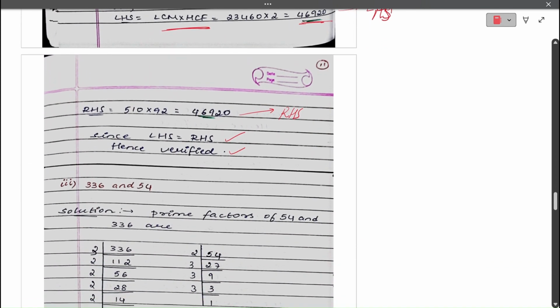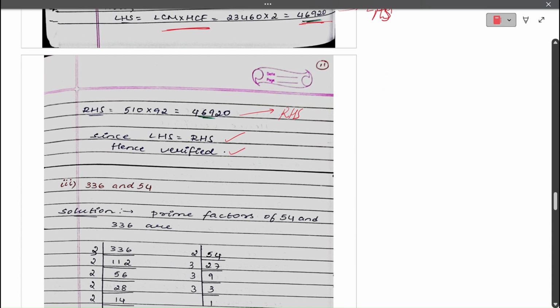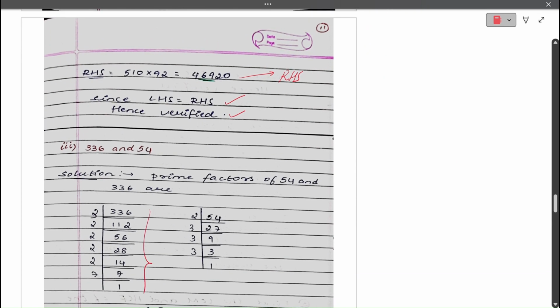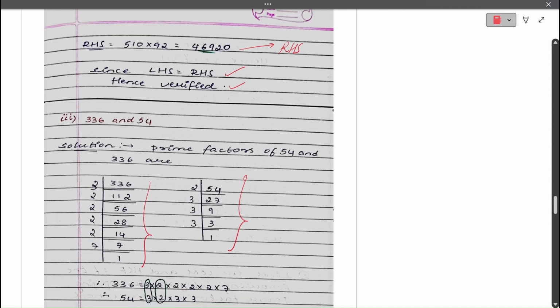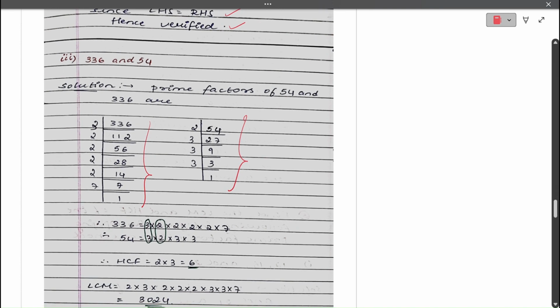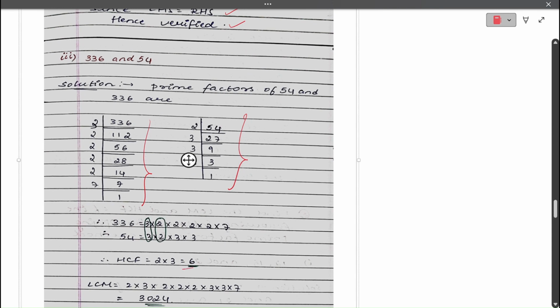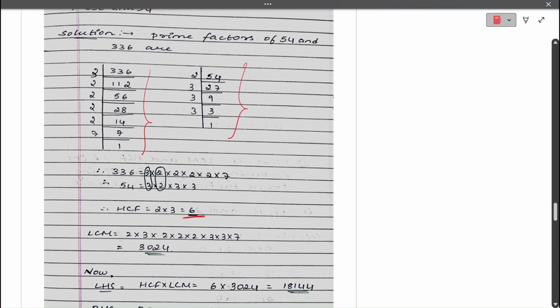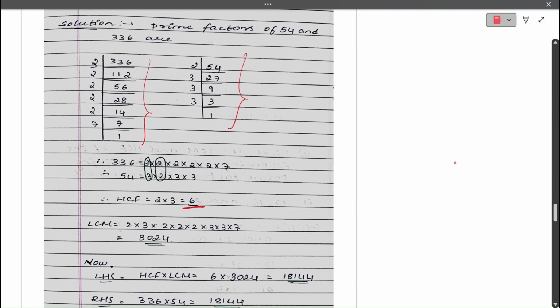Next, moving ahead, we have 336 and 54. You know the method of prime factors. Find the prime factors. So we know the factors of 336: 3 into 2 into 2 into 2 into 2 into 7. For 54, 3 into 2 into 3 into 3. So we have HCF as 2 into 3, that is nothing but 6. And we have the LCM over here as 3024.